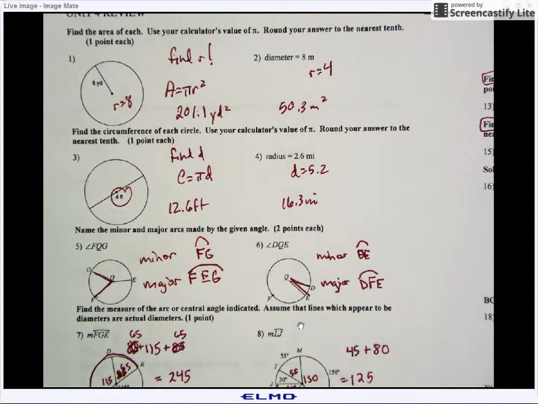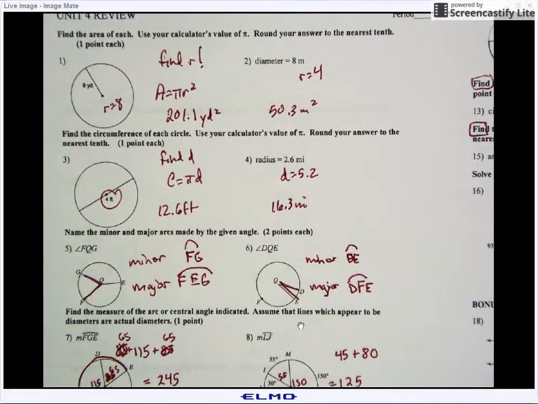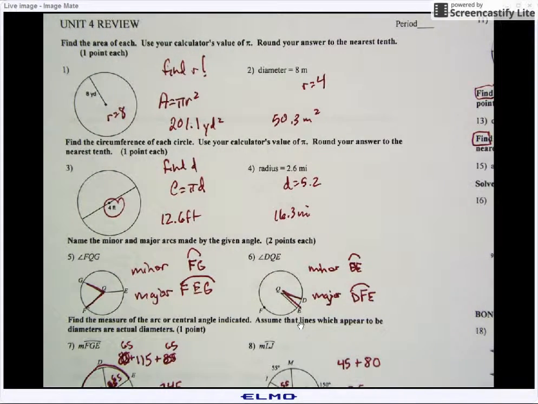So this is going to go through some of the key points of the review. You have the answers to check. The test follows the exact same format and order as the review.